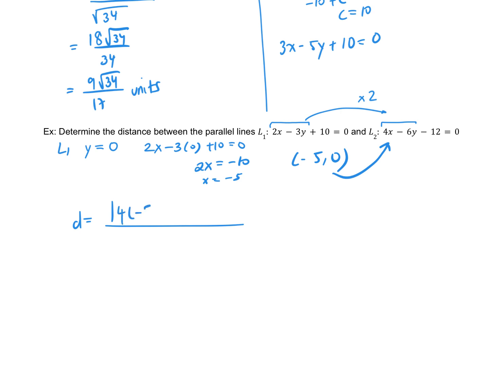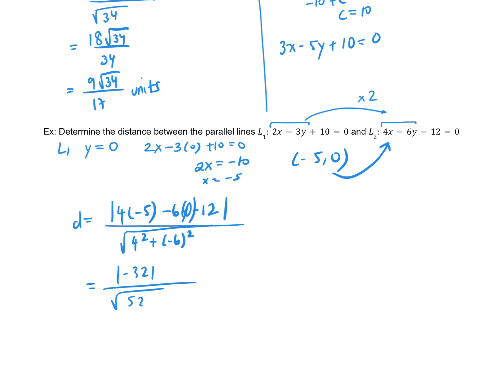Absolute value divided by the normal, or the magnitude of the normal. So we're going to have negative 20 plus 0 minus 12, so the absolute value of negative 32 over 16 plus 36 is 52. Well, here we can actually reduce our radical. So 52 can be written as 4 times 13. So that would be 2 root 13.